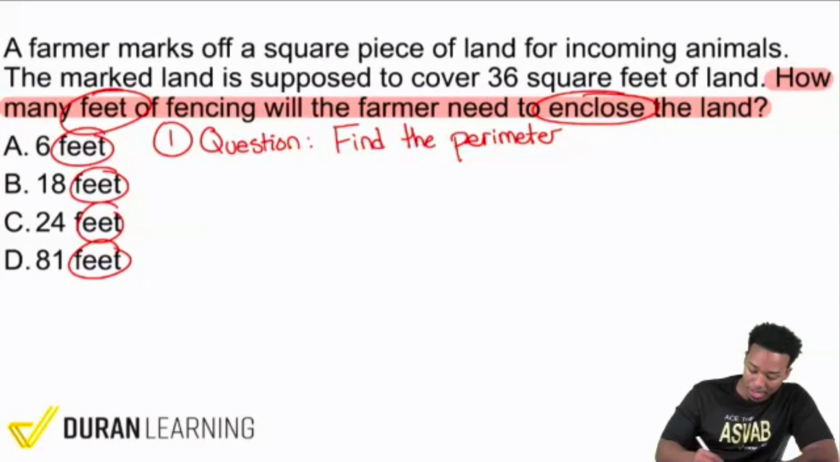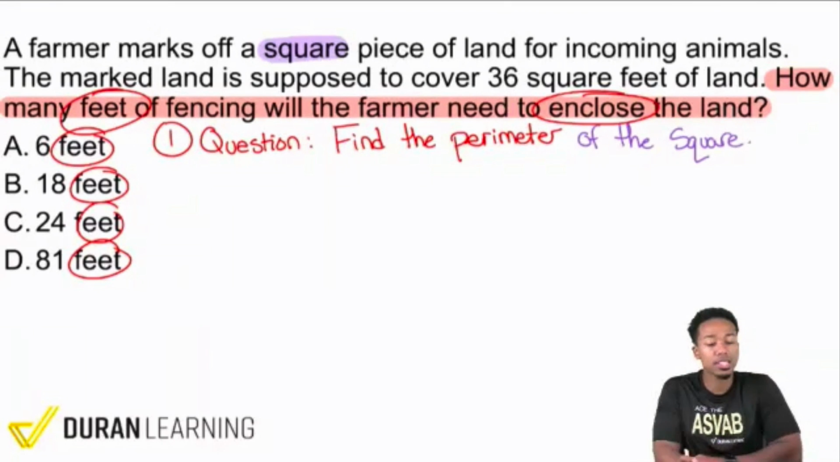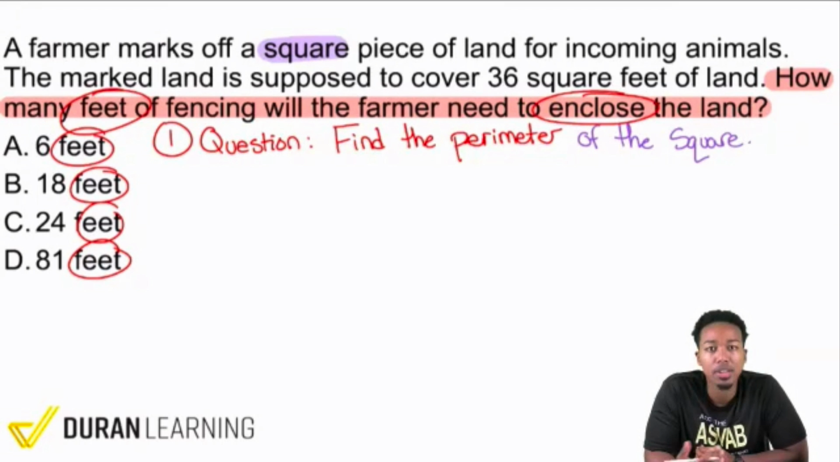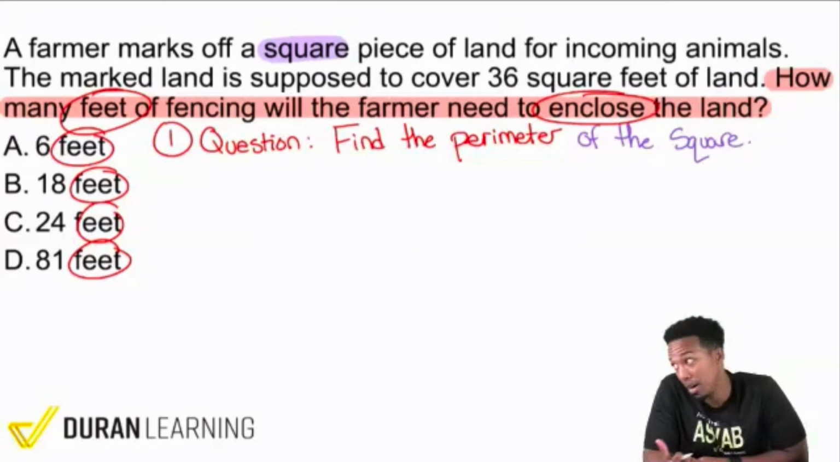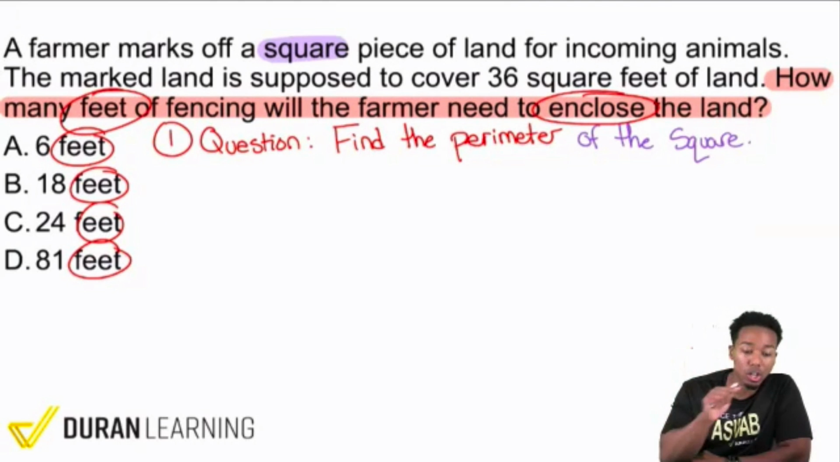This is where you start going back into the problem. And you see here that it says a farmer marks off a square piece of land for incoming animals. The marked land is supposed to cover this many square feet of land. Well, we know what shape we're dealing with here. The shape is a square, and we need to find the perimeter of the square. This is everything, everybody. This is where you make your money on the ASVAB. And by your money, I mean that bonus check and your salary, by knowing how to solve problems like this. So pay attention. Find the perimeter of the square. That's what we wanted because, again, it said the feet enclosing the land.